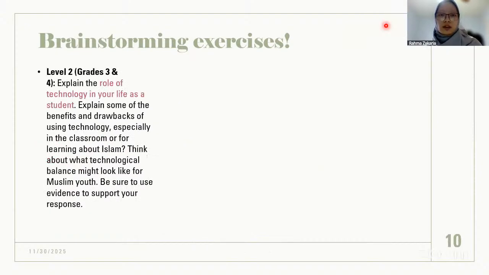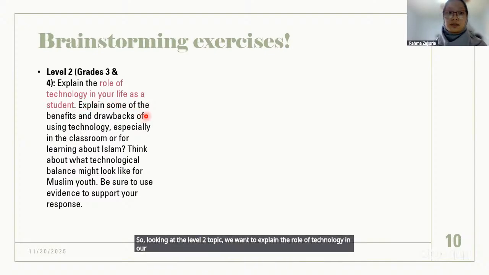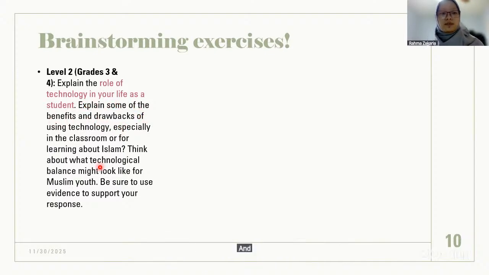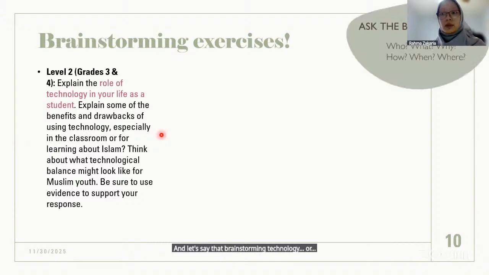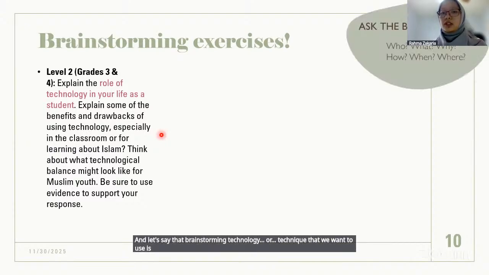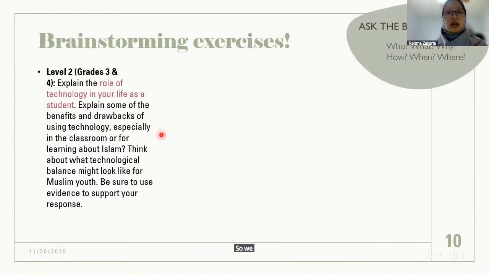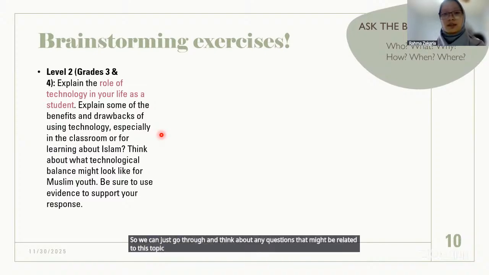Okay, here's another exercise that we can do for brainstorming. So looking at the level 2 topic, we want to explain the role of technology in our life as a student and the benefits and drawbacks, as well as a good balance. And let's say that the brainstorming technique that we want to use is asking big questions. So we can just go through and think about any question that might be related to this topic, trying to expand on it a little bit, right?